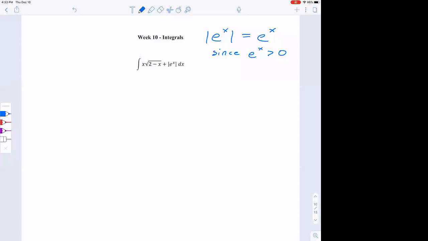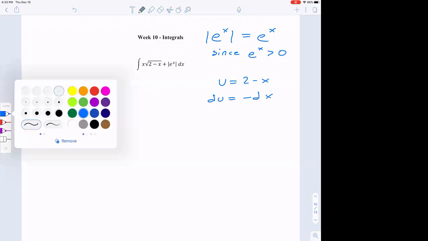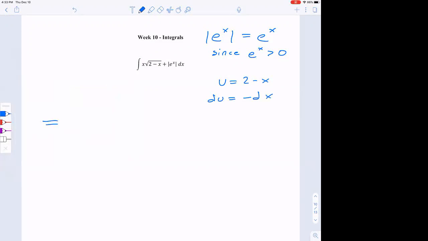So that's good. And then for the rest of it, I guess we'll have to deal with some kind of u substitution. So the standard practice is to make what's underneath the square root equal to u. So I have 2 minus x equal to u. So my du becomes minus dx. Okay, so now let's go ahead and write out our integral, trying to write it out in terms of u.